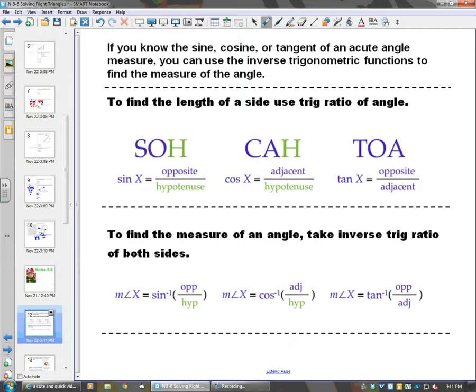Okay, so as I said just a minute ago, we've got sine is opposite over hypotenuse. Cosine's adjacent over hypotenuse, and tangent is opposite over adjacent. And that helps us to be able to find side lengths. But today we're going to add to that and use these trig functions to find angle measures. So follow with me for just a second.